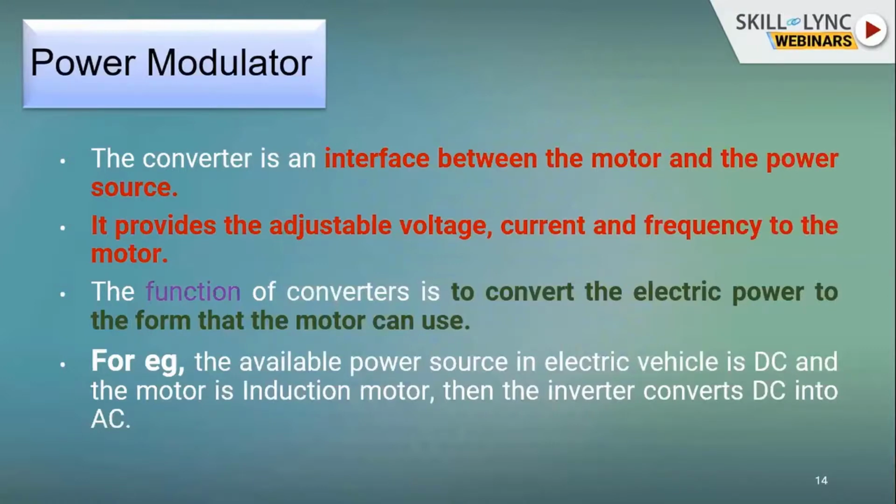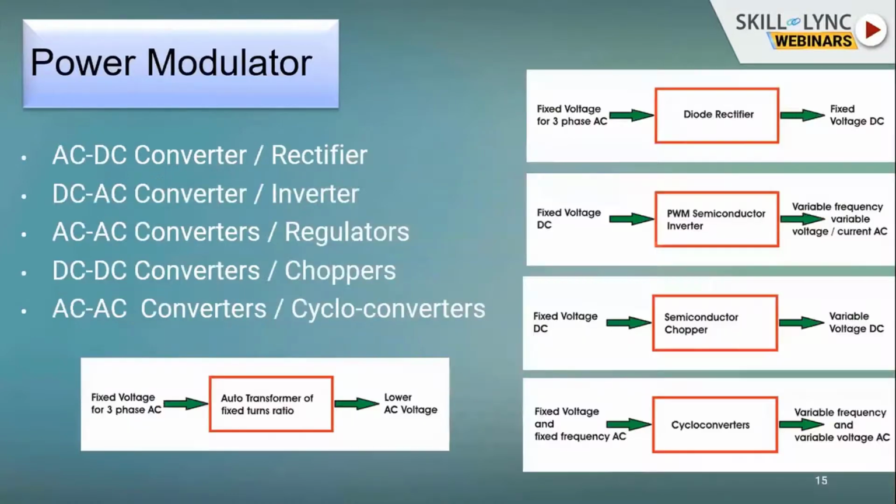For example, let's say we have an electric vehicle. In that case, we are using the BLDC or DC series motor, let's say, or the induction motor. So in that case, we require an inverter, which is going to convert DC into AC. Okay, so the power modulator is most important. Without the advent of power electronics, it was not possible to think of modern electric drives.